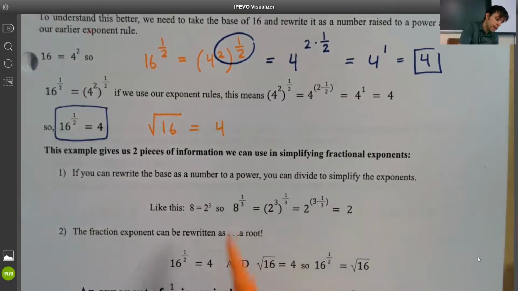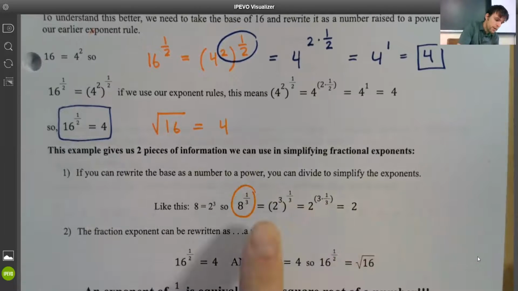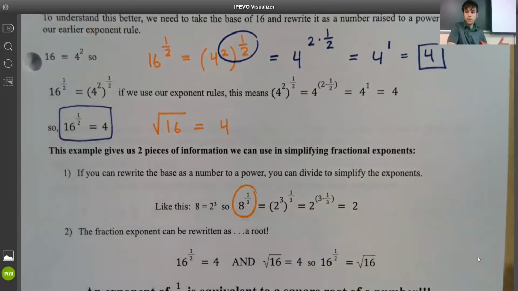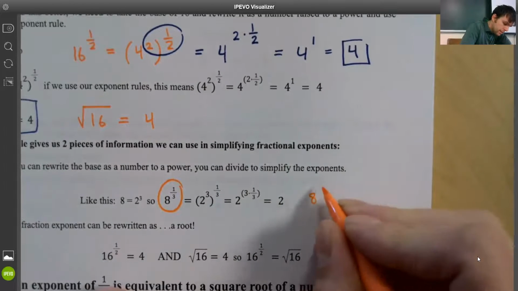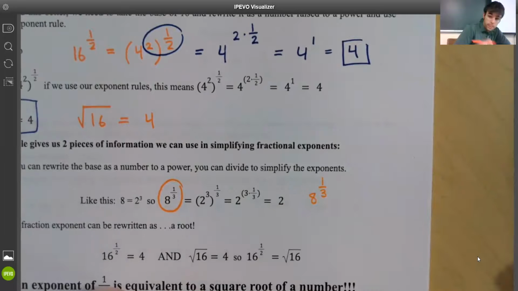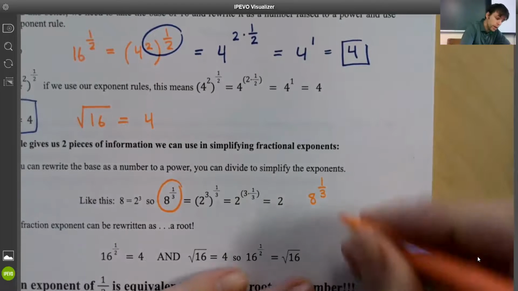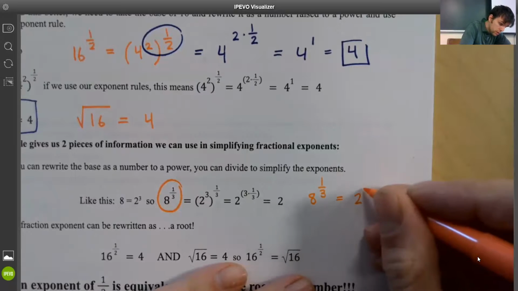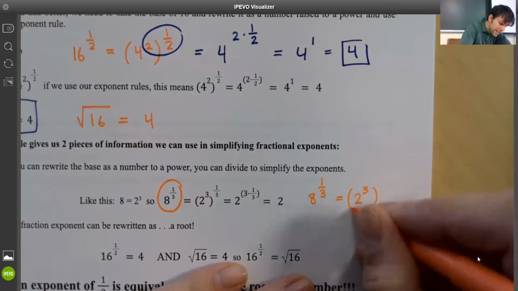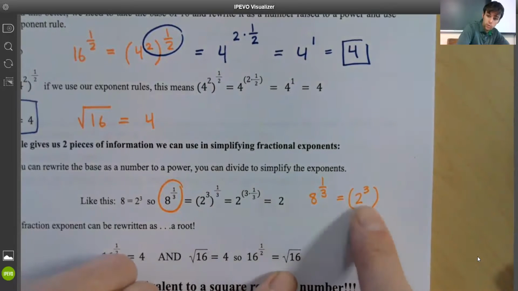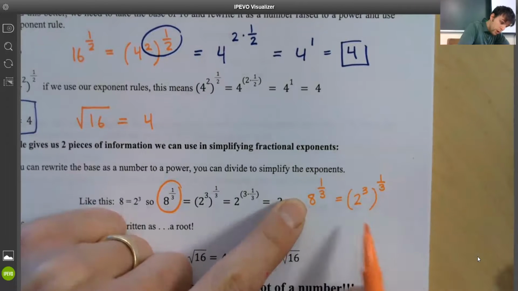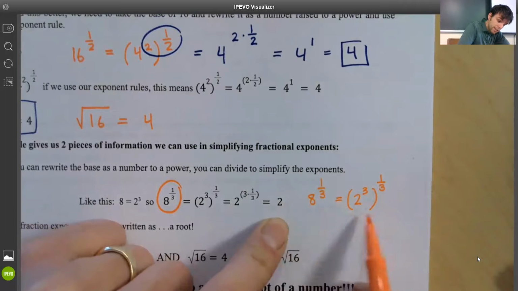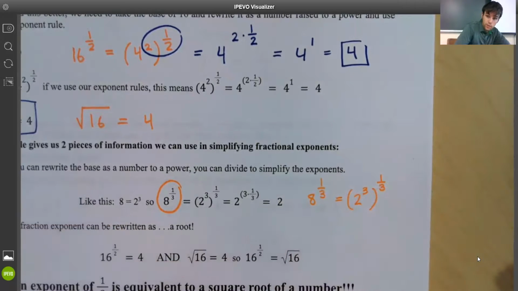So in our case, we're going to be looking at 8 to the 1/3 power. I'm going to rewrite that and kind of talk through what's going on there. So 8 to the 1/3 power. Well, it turns out we can rewrite this base 8 as 2 to the 3rd power. That's equivalent to 8. 2 times 2 times 2 is 8. Well, 2 to the 3rd raised to the 1/3, that's the same thing as 8 being raised to the 1/3 power.